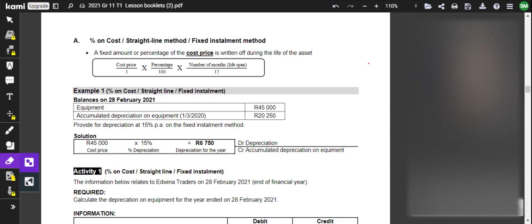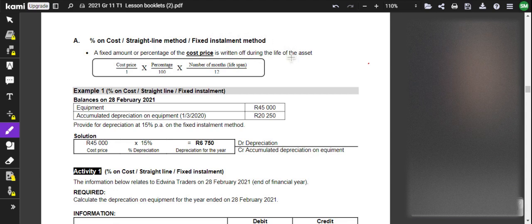One of the formulas that you can use to calculate the depreciation using the cost method: you will have cost price, divide that by 1, then multiply by the percentage given and divide by 100, multiply by the number of months, so that is the lifespan. It depends if for this financial year your asset has depreciated for the full year. If it's for the full year, it will be 12 over 12, because that's how many months we have in a year. But if you depreciate for only half the year, it will be 6 over 12, your lifespan would be 6. So this is one of the formulas that you can use.